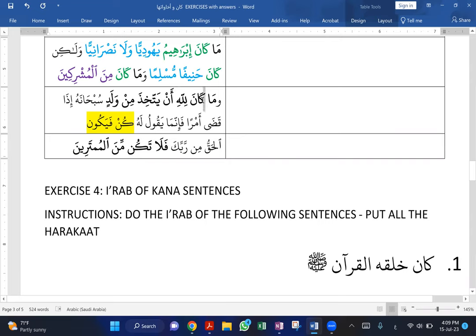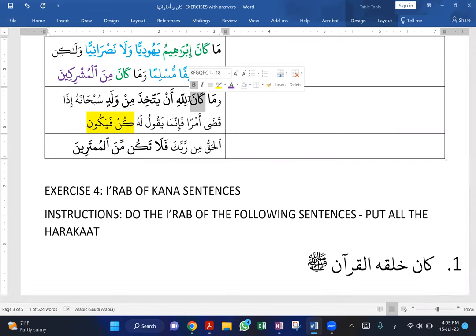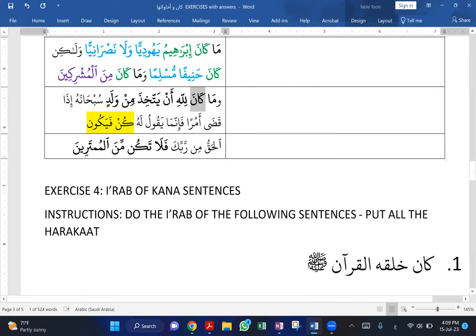Ma kana would be the mubtada. Lillahi would be mutaliq bil khabar. An yattakhidha would be the khabar. Min waladin mutaliq bil khabar too. I'm trying to remember this. I think an yattakhidha can be done your master. Yes. And then it will be khabar of kana. And min here is zaida. Yes, this is definitely zaida.